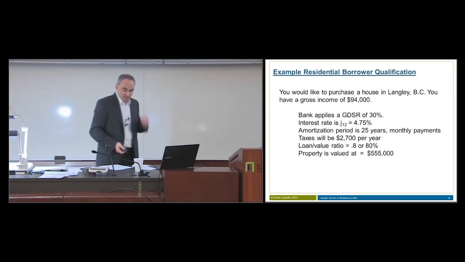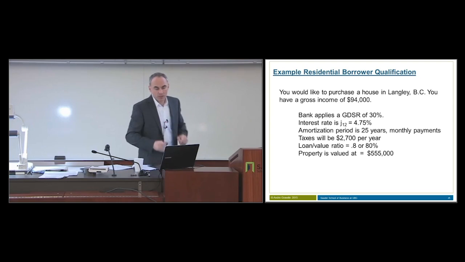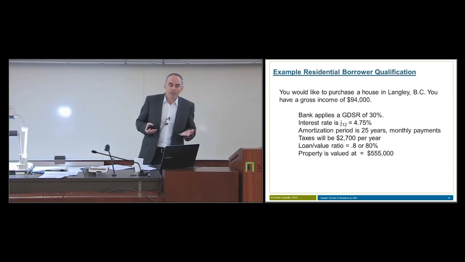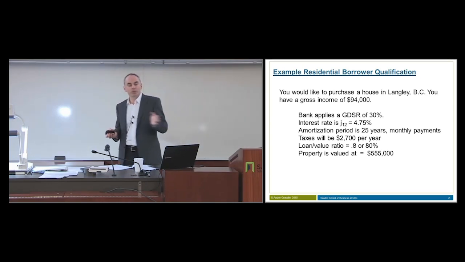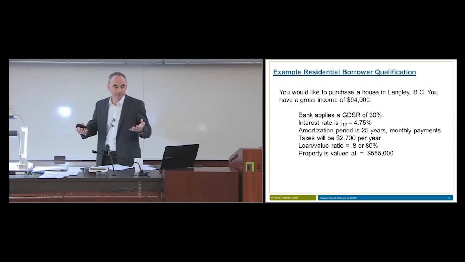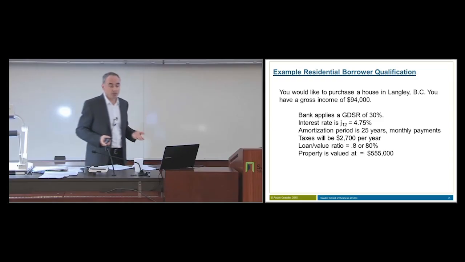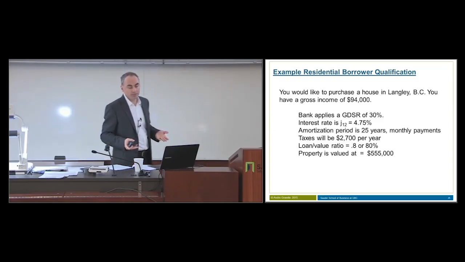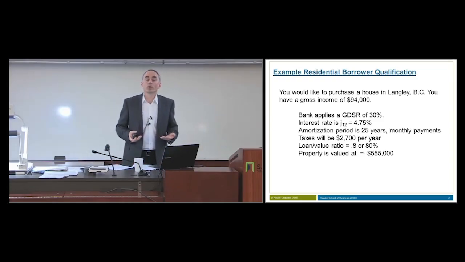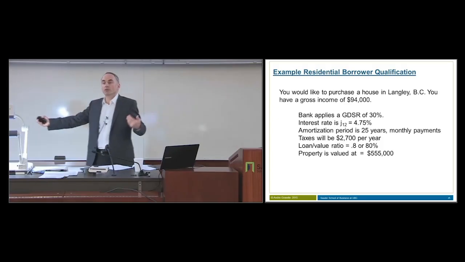Okay. So lots of facts here, so we'll go through this carefully. So in this example, it says, you'd like to purchase a house in Langley, BC. You have a gross income of $94,000. The bank applies a gross debt service ratio of 30%. The interest rate on the mortgage that you're trying to organize is J12 equals 4.75%. Those payments will be amortized over 25 years, and they'll be monthly.